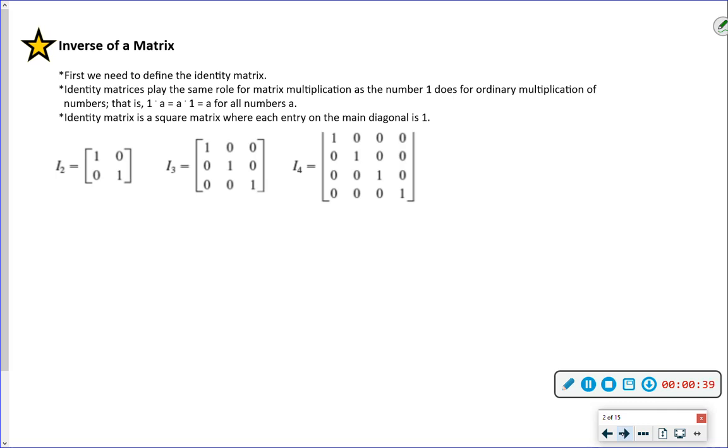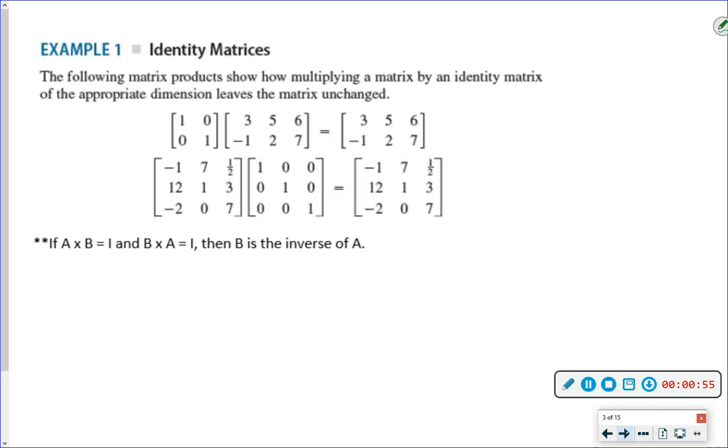Remember, if you multiply a number by 1, 10 times 1 is 10. If you multiply a matrix by its identity, you get the same matrix. So this is going to come into play when we check to make sure we actually have the correct inverse matrix when we get to it. I'm not going to make you do the work for this. I just copied it down, proving to you that if you multiply the identity matrix by the matrix, you end up with the same thing.